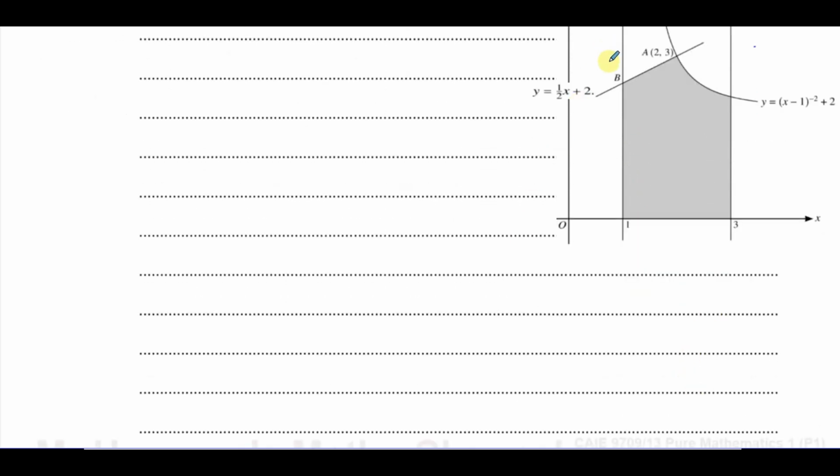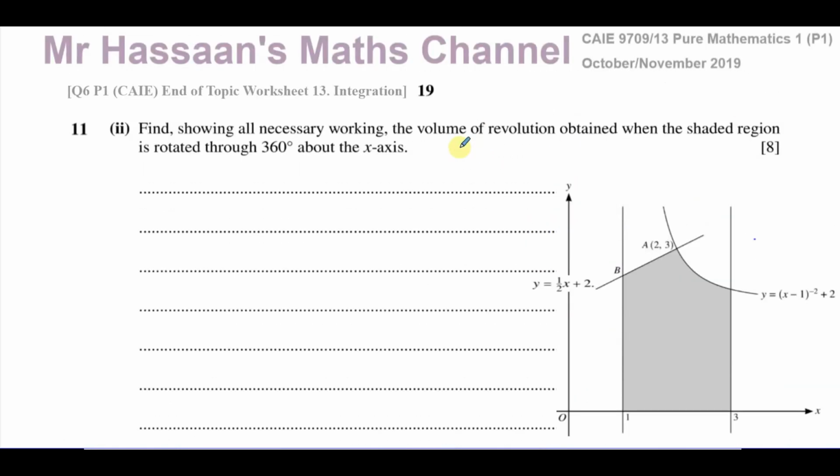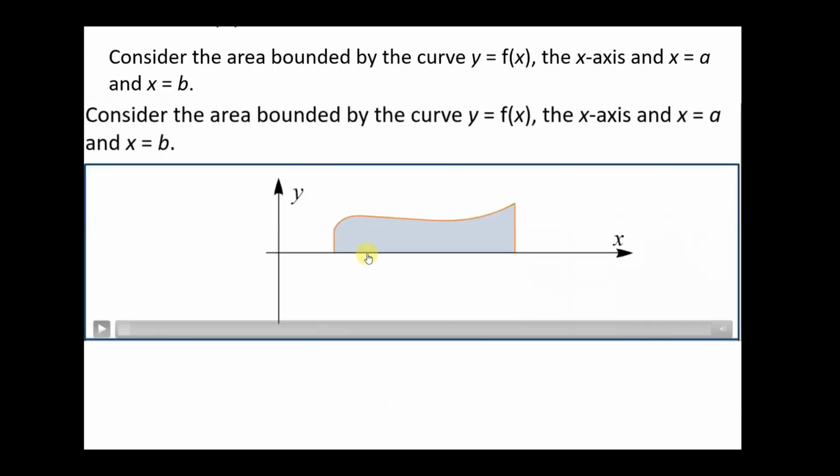Okay, so it's going to be kind of coming out of the page and then going back into the page, making a three-dimensional shape. If you can't really picture that, I'm going to show you a little animation to help you understand exactly what that means. Just imagine you have an area like this, and you want to rotate this area about the x-axis between the points A and B. Let's say we call this A and this B.